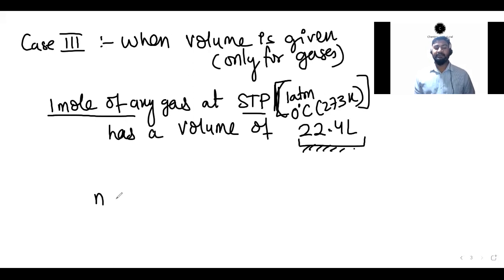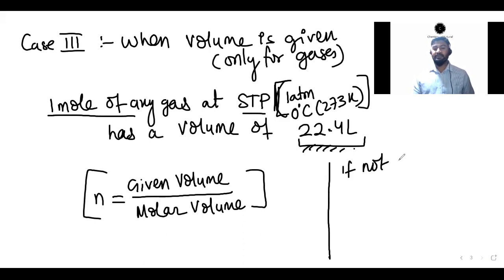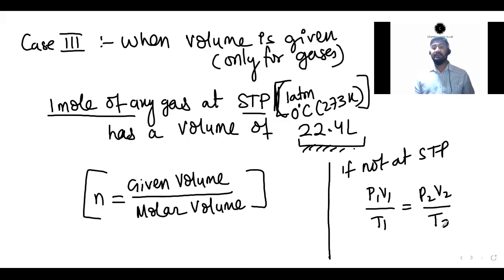Moles can be calculated when the question has a given volume. It must be at STP, by the molar volume. Cool. This is how we do it. Given volume, by molar volume. If it is not at STP, then we need to use P1 V1 by T1 is equal to P2 V2 by T2, and then find the volume.